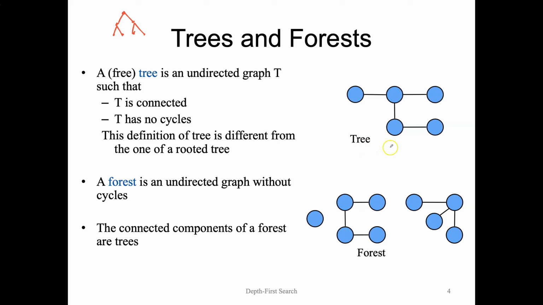Now, keeping with the arboreal terms here, we say that a forest, so this entire thing is one forest, is an undirected graph which has no cycles. So we just get rid of the restriction that it has to be connected. It just has no cycles. So a forest consists of subgraphs, where each connected component is a subgraph which is a tree.